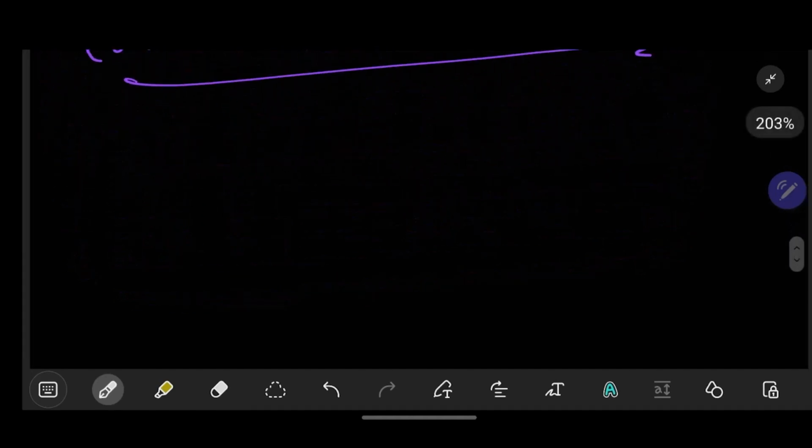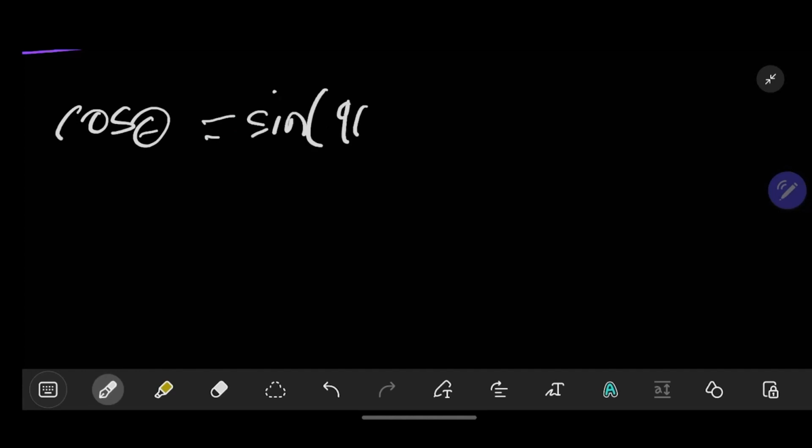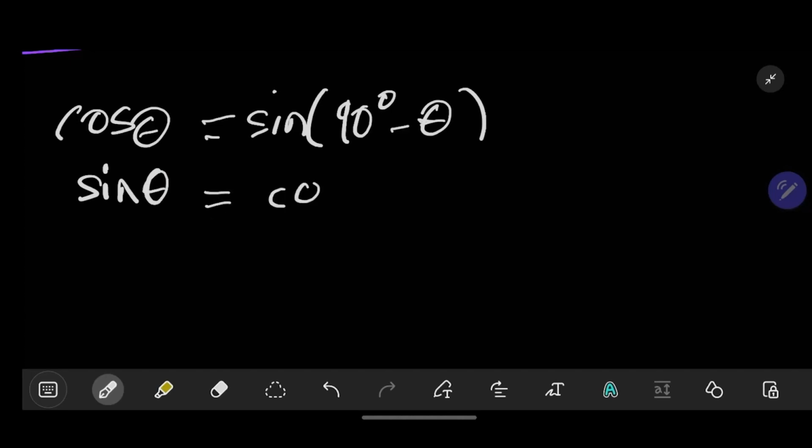So let's look at some of the angles again, and this time I want to look at these types of angles and show you what they can equal, something again that you can remember by heart if you want to, because these won't change. So let's say we have cos theta. Cos theta is the same thing as sine of 90 degrees minus theta. So what is sine of theta? Sine of theta is equal to cos of 90 degrees minus theta.